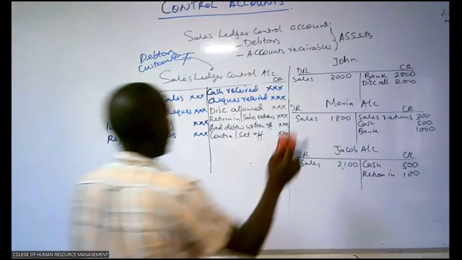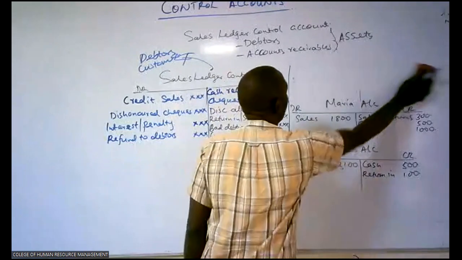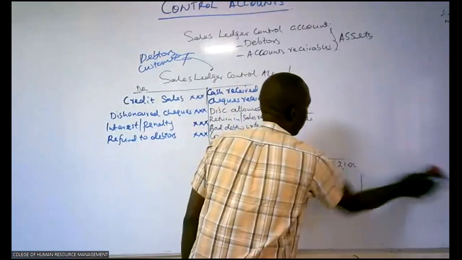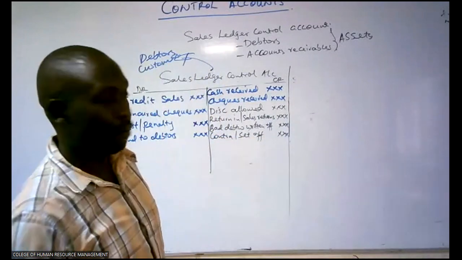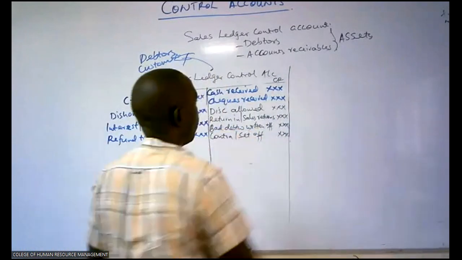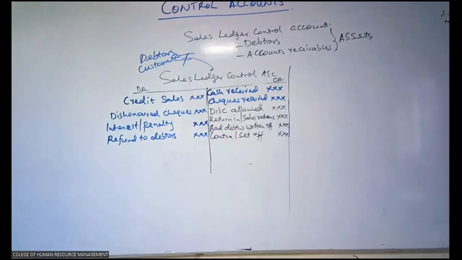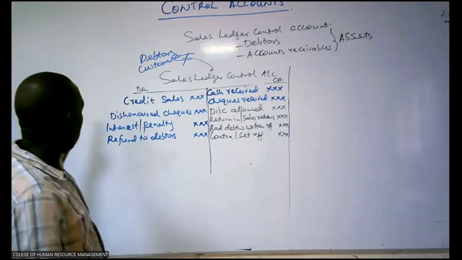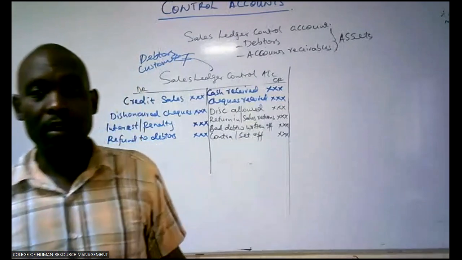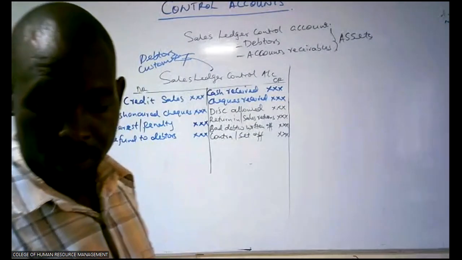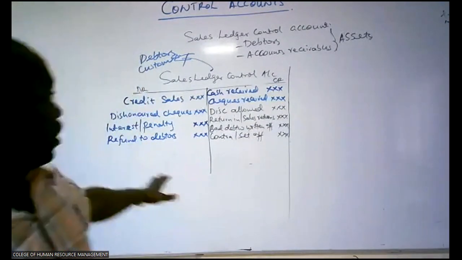So that is for the sales ledger control account. Mwalimu, before you erase that one, kindly, on the debit side, the refund, is it supposed to be on the credit or on the debit side? It is on the debit. It increases.